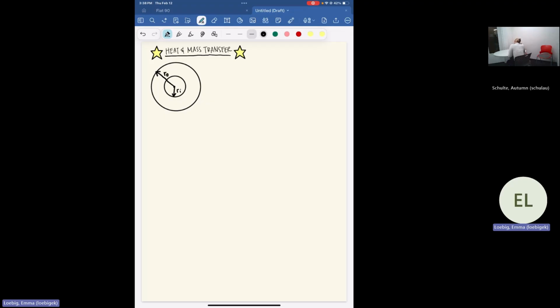Now there's a difference in temperature as well. There's an inner temperature, Ti, and an outer temperature, To. Now let's assign some values to our variables. Our inner radius is going to be set at 1 meter, while our outer radius is going to be set at 2 meters. Our inner temperature is going to be set at 100 degrees Celsius, while our outer temperature is going to be set at 0 degrees Celsius. Now the question we are going to ask ourselves is, what is the temperature at the midpoint?